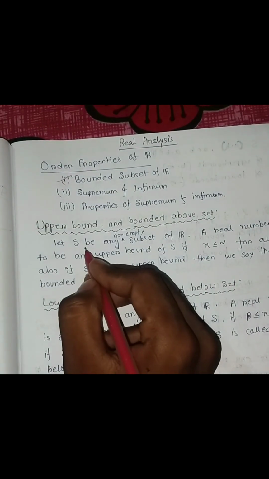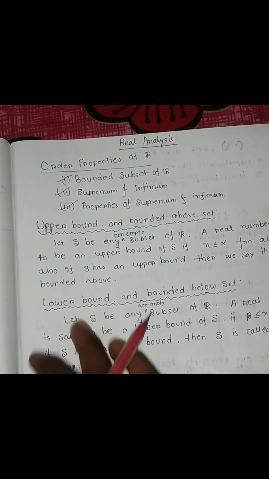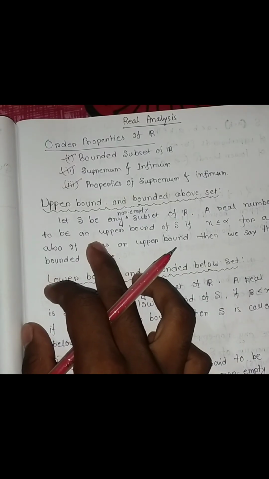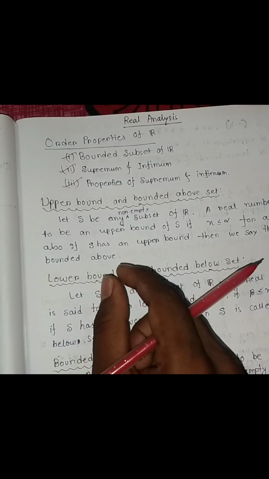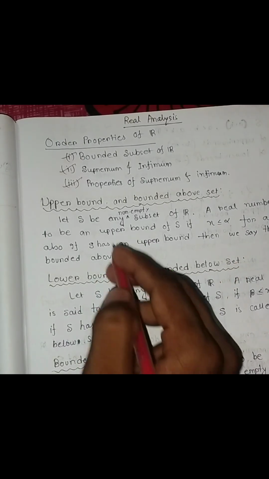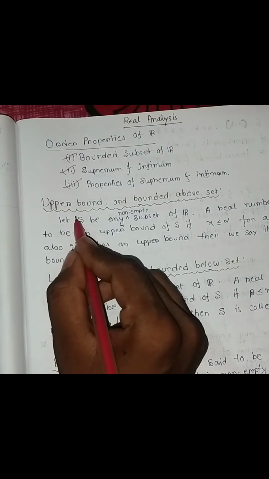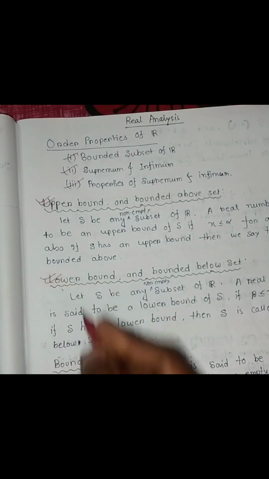Here we have the order properties of real numbers. In order properties, first of all, bounded subset of real numbers, supremum and infimum, and properties of supremum and infimum are coming. So initially we have to know about bounded subset. What is a bounded set or bounded subset? Before understanding the bounded set, we have to know about upper bound and lower bound. So what is an upper bound?